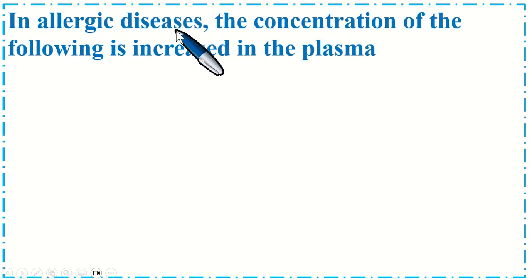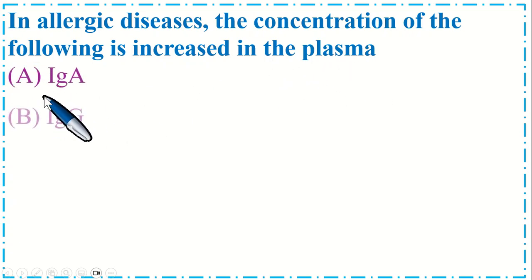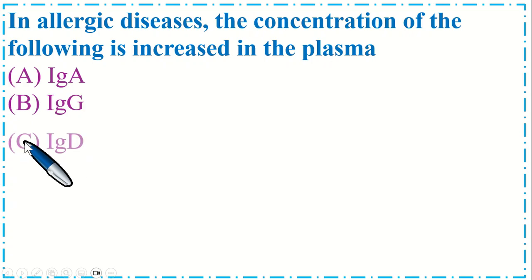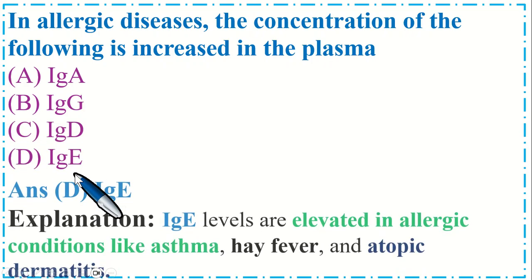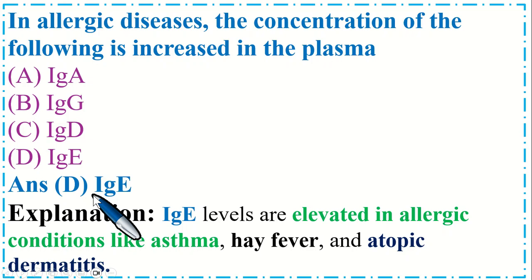In allergic diseases, the concentration of the following is increased in the plasma. Option A, IgA, B, IgG, C, IgD, and option D, IgE. So the correct option is D, IgE. IgE levels are elevated in allergic conditions like asthma, hay fever, and atopic dermatitis.